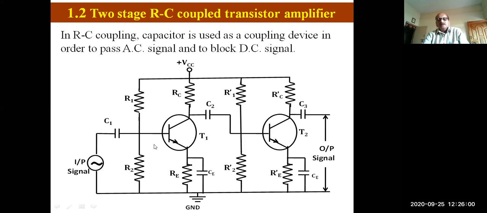And such inverted amplified output produced across the collector is given to the second stage of the CE amplifier. This is the second stage of the CE. This signal is amplified by using transistor T2.